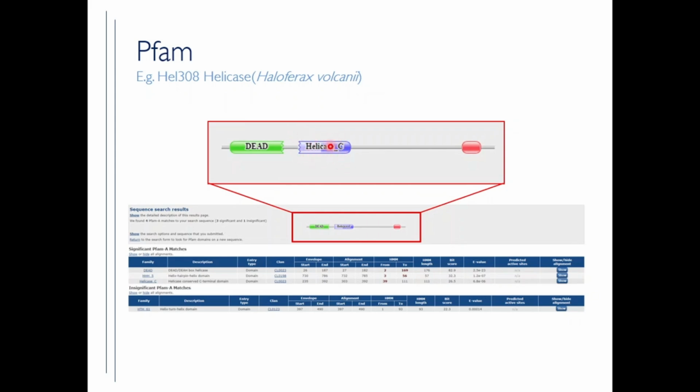So that's the domain that will allow it to form a hexameric ring, which is typical of a eukaryotic helicase, but actually it occurs in archaea as well, which are prokaryotic. And you can see the other domain here, which we're not going to worry too much about, but it's a helix-hairpin-helix domain.